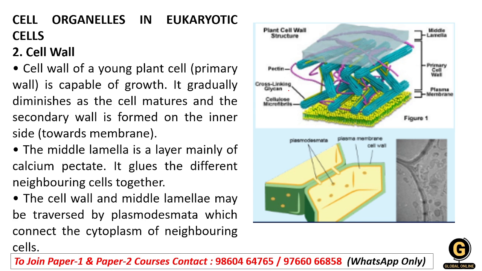Now this cell wall has layers. The cell wall of a young plant has a primary cell wall that is capable of growth. Gradually, what happens? Now let's see in a simple diagram. I will draw here or here.